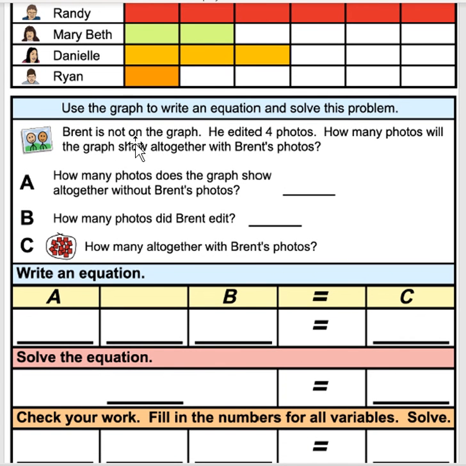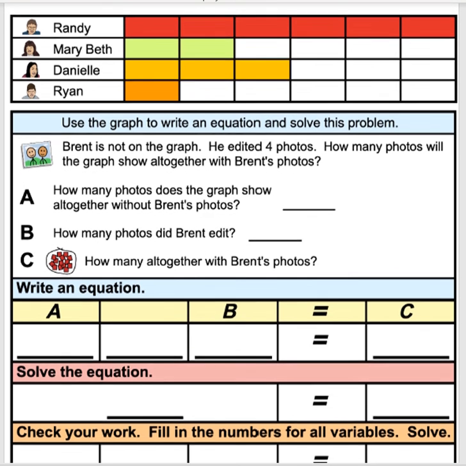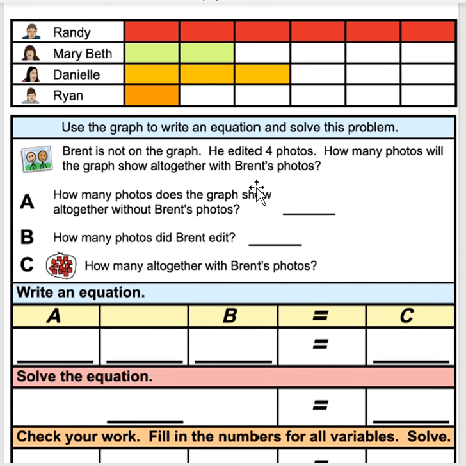Brent is not on the graph. He edited 4 photos. How many photos will the graph show all together with Brent's photos? So Brent is not in our bar graph. We don't see him, but we know how many photos he edited. But we want to know if we put him on the graph, how many would we have all together?